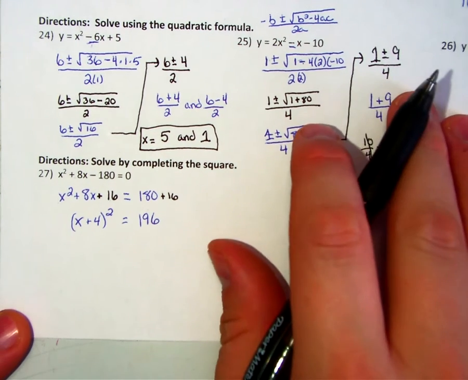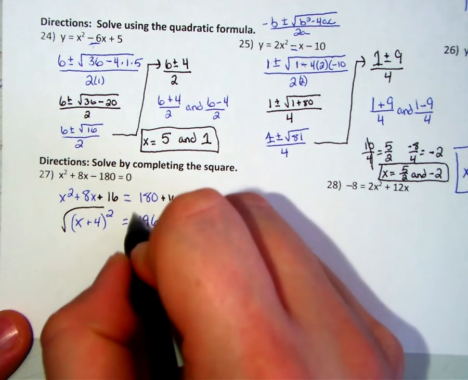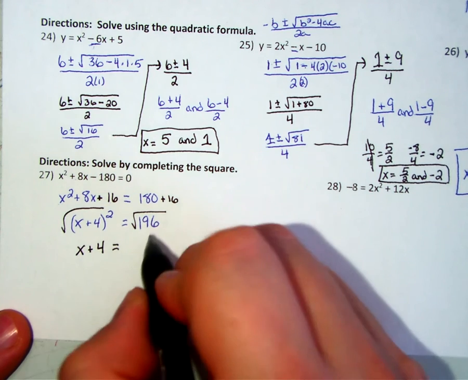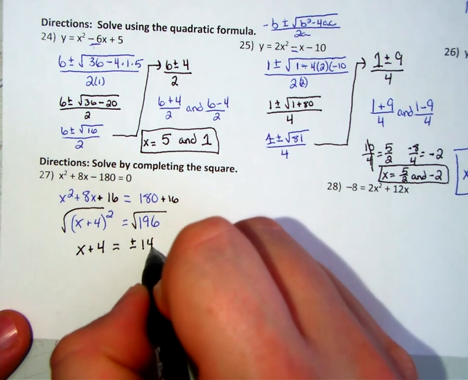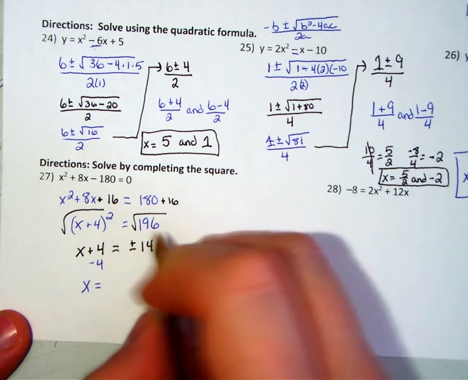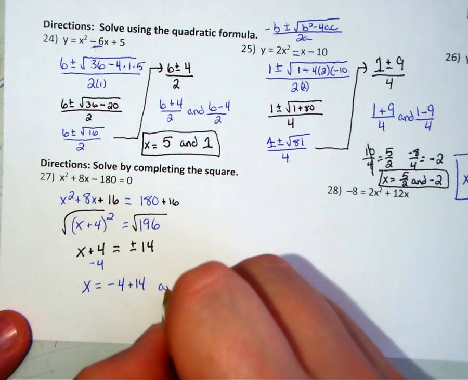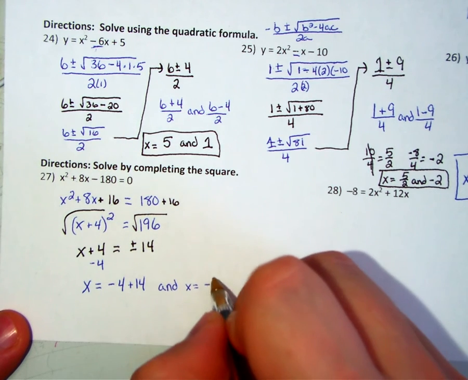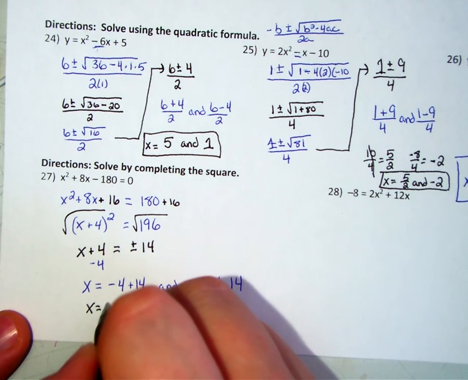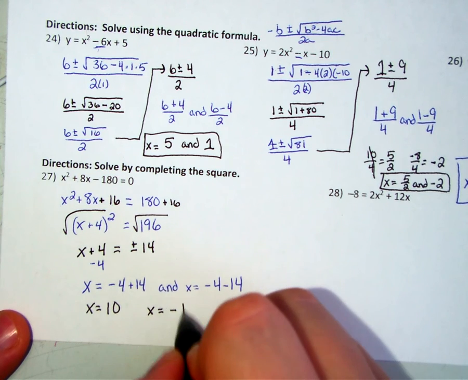At this point, we can start to solve the equation. So in order to undo a squared value, we take the square root, which is going to leave me with x plus 4 being equal to plus or minus 14. We'll subtract 4 from both sides, and x is equal to negative 4 plus 14, and x is equal to negative 4 minus 14. Well, negative 4 plus 14, x is equal to 10. Negative 4 minus 14, x is equal to negative 18.